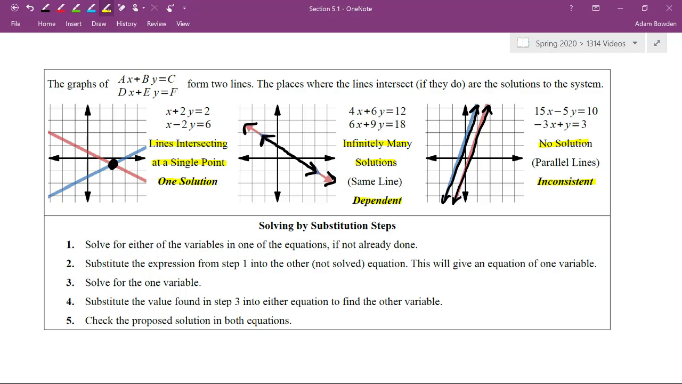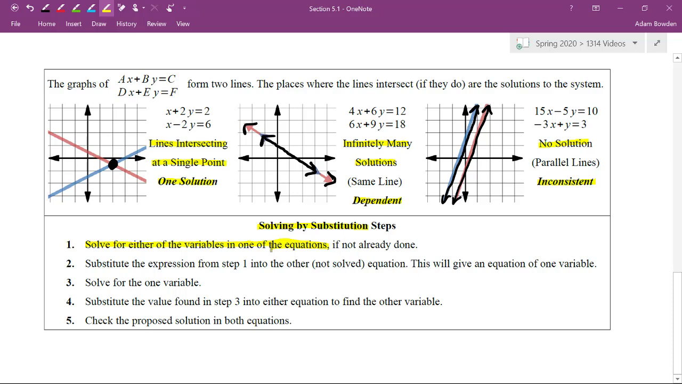So we're going to look at some different ways of going about solving these algebraically rather than graphically. And the first way we're going to talk about is solving by substitution. I have the steps listed out in the handout for this section. The first step is to solve for one of the variables in the system of equations.